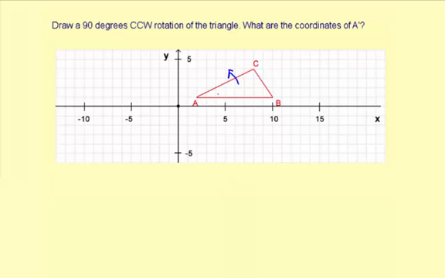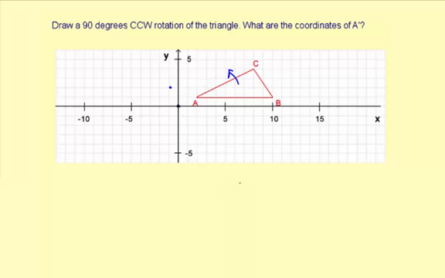And there are a couple different ways you can do this. One way is you can use a protractor and a ruler, and you can measure the distance from the origin to point A, and then you can use a protractor to find a 90-degree angle, and then measure the same distance to get your point A prime. That'd be right here. Or you can apply a special pattern for coordinates for counterclockwise rotation around the origin.